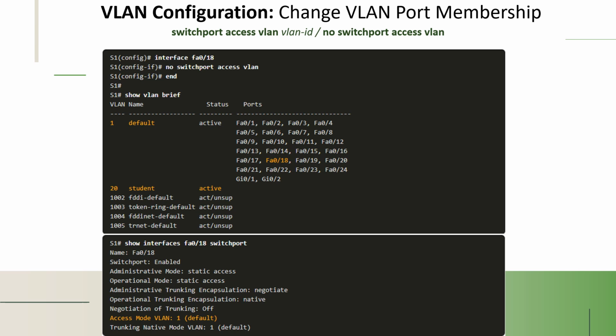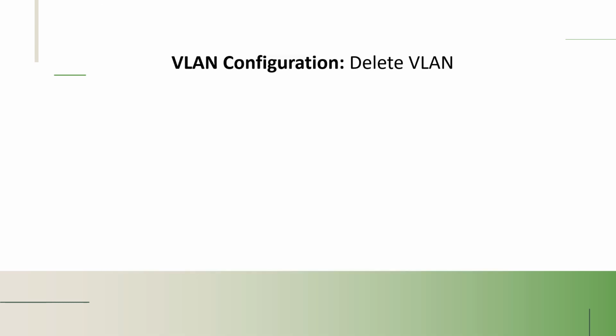In case you need to delete a VLAN, we use no vlan followed by the VLAN ID at the global configuration mode. By using this command, you are able to remove a VLAN from the switch VLAN data file. So by using no vlan followed by the VLAN ID at the global configuration mode, you automatically remove a VLAN from the switch VLAN data file.